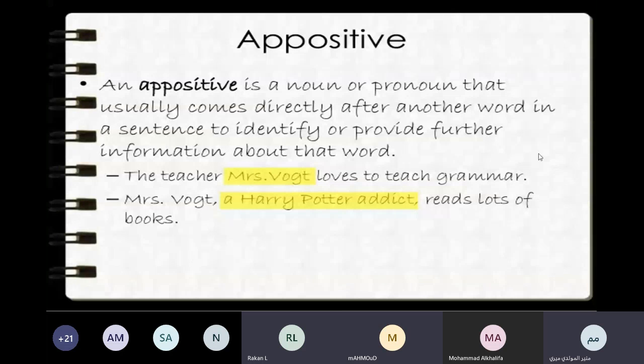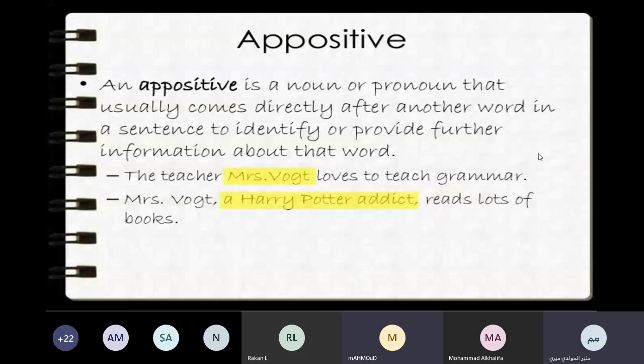An appositive is a noun or pronoun that usually comes directly after another word in a sentence to identify or provide further information about that word. The teacher, Miss Vaught, loves to teach grammar. Miss Vaught, a Harry Potter addict, reads a lot of books.